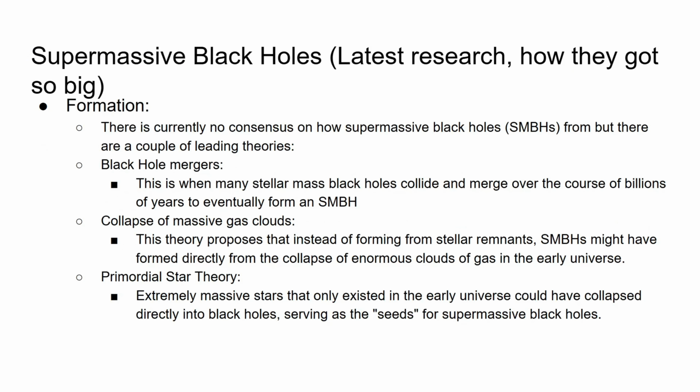All right, so supermassive black holes. This slide is going to include the latest research because it's still uncertain how supermassive black holes form. The first thought is that it's caused when two stellar mass black holes collide, and this happens many times over. Many black holes merge to eventually form a supermassive black hole. So that's one theory.